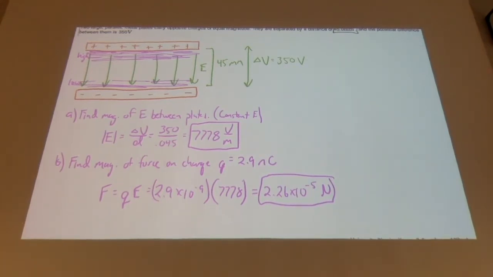Which brings me to part, let me read this and see which way I want to do this. Let's see, part C. Let's find the work done on the charge. We'll say done on Q as it moves from the top plate to the bottom plate.